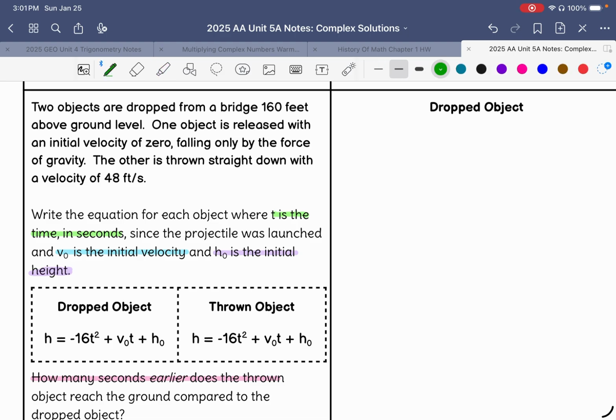All right, so before I even start to form my equations, I have these equation stems down there, and I want to fit as much information from the text into those equations. It starts by telling us that two objects are dropped from a bridge 160 feet above ground level. That is your initial height. So my h sub 0 for both of these is 160.